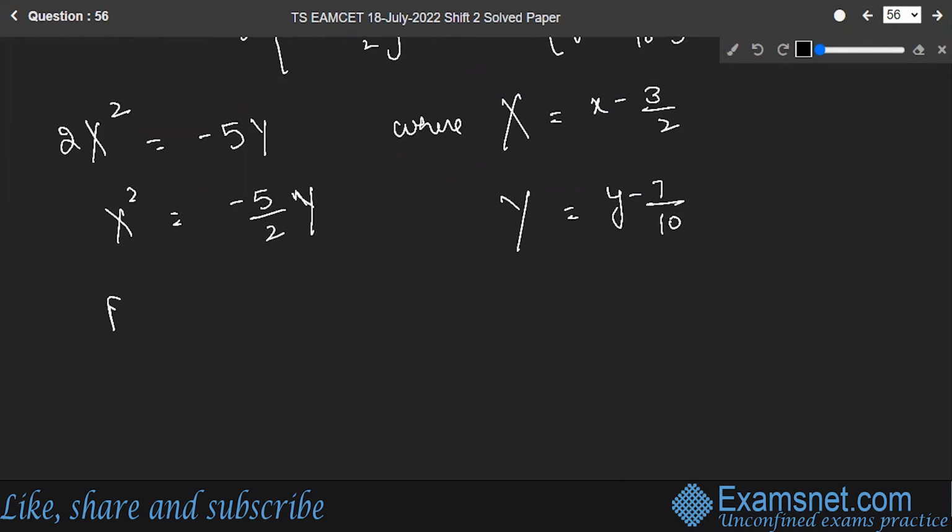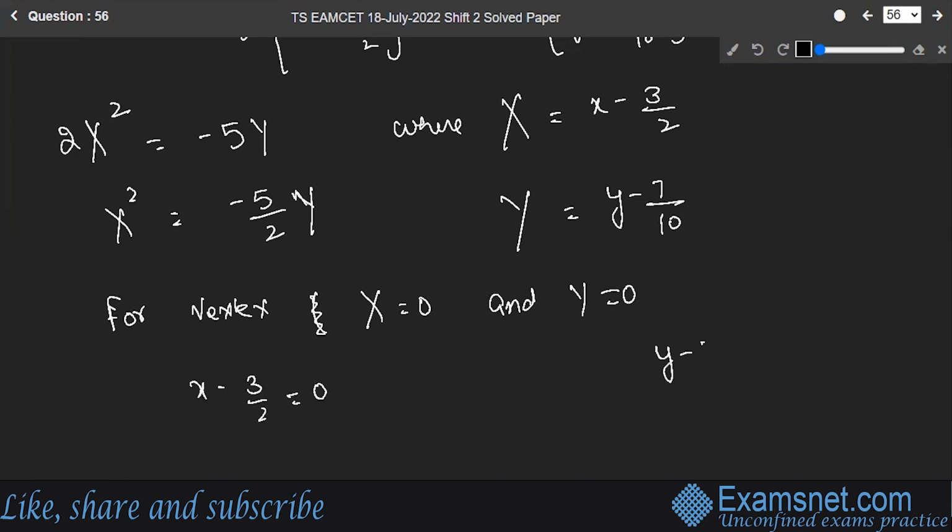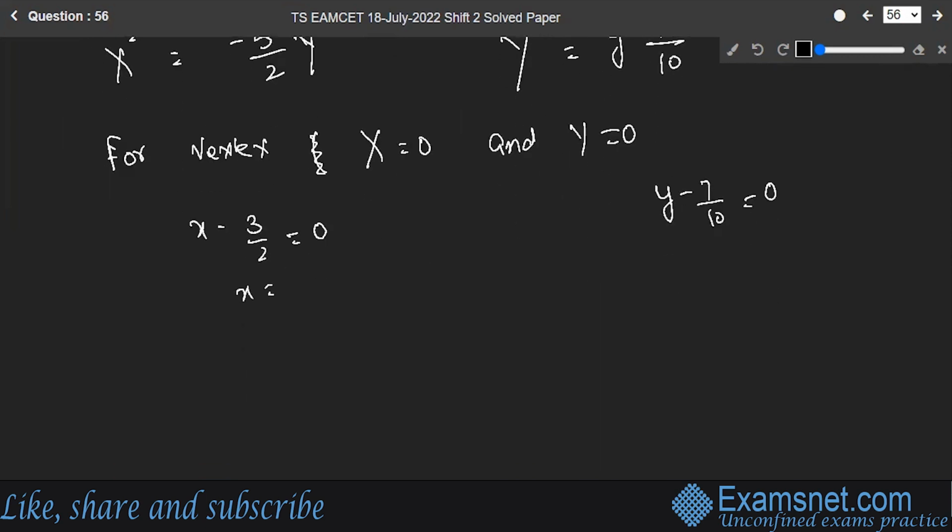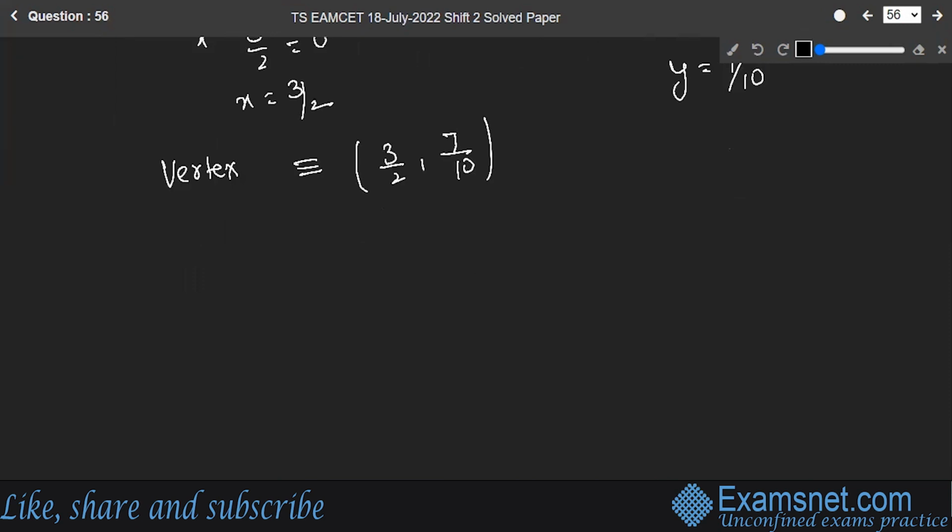So for vertex, let's put this capital X is equal to 0 and capital Y is equal to 0. So you will have x minus 3 by 2 is equal to 0 and y minus 7 by 10 is equal to 0, which will give you x is equal to 3 by 2 and y is this. So your vertex becomes this.